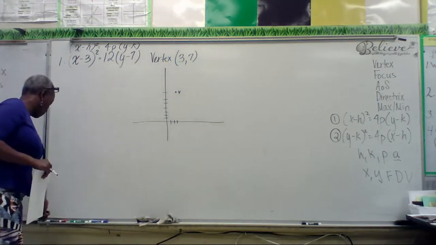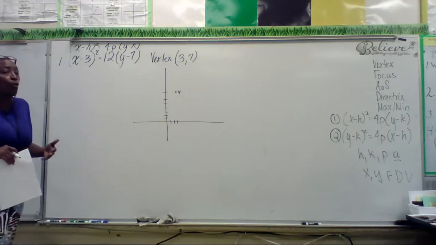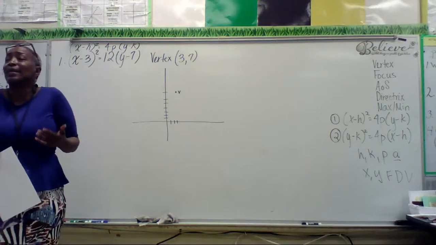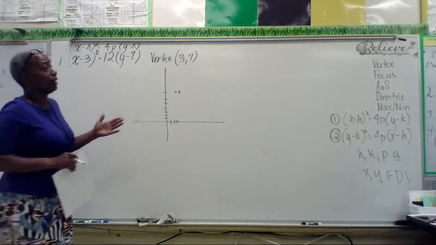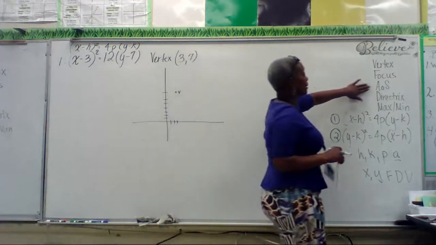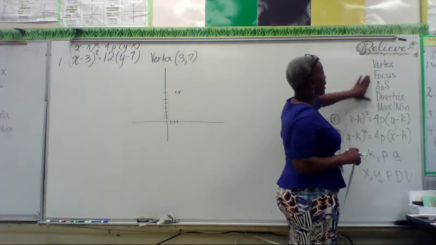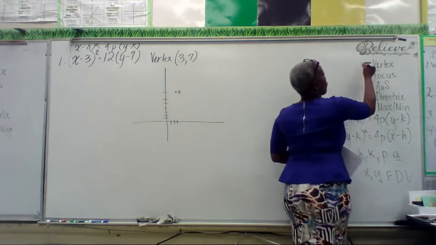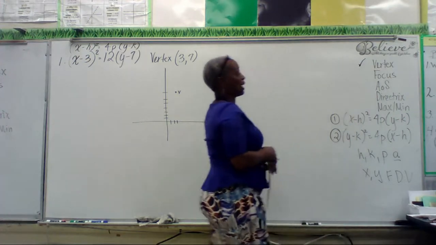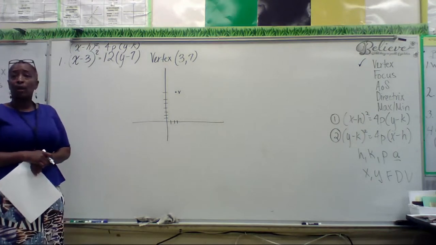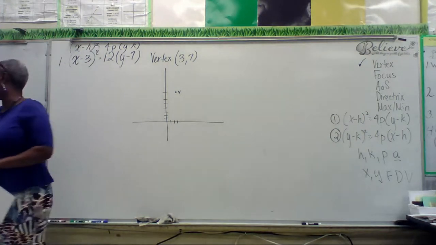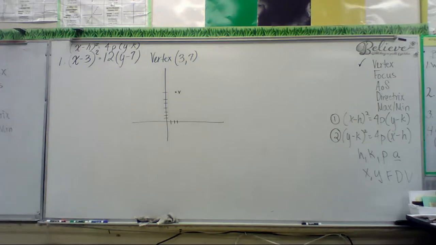Now, I need to know if the graph opens up, down, left, or right. I've got to find the focus, the axis of symmetry, the direction, and the maximum. I need to know all of these things, and right now the only thing I have is the vertex. So where do I need to go from there? We can go ahead and locate our axis of symmetry if we like.